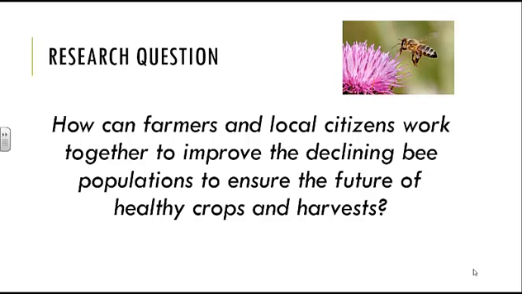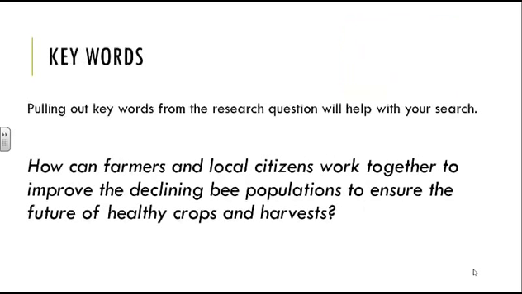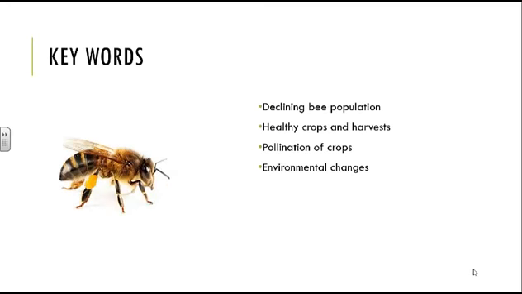So where do we even begin to search this? I obviously can't put this into my search bar. So what we need to do is identify some keywords. By pulling out the keywords from the actual research question, we could enter in those terms to get us started. Our research question has some great phrases that we could use in our search. We have declining bee populations and healthy crops and harvests. We also want to focus on the pollination of crops and the environmental changes.